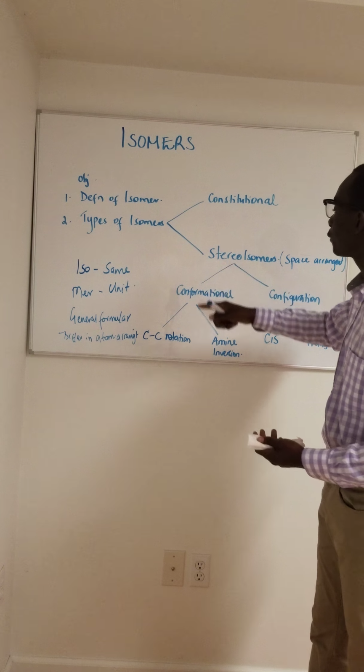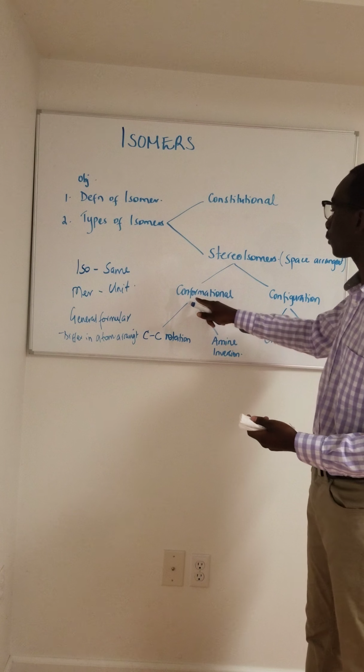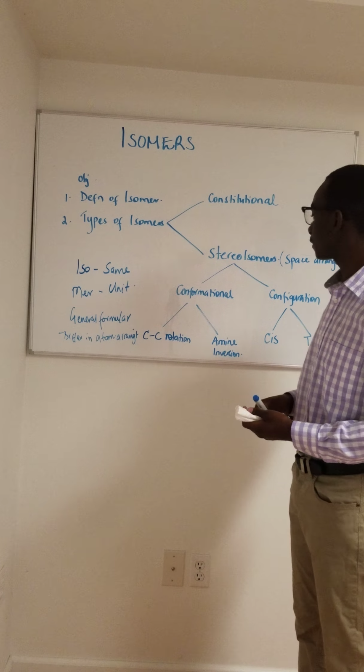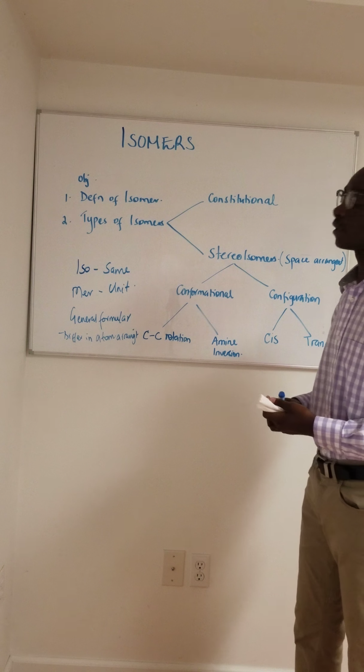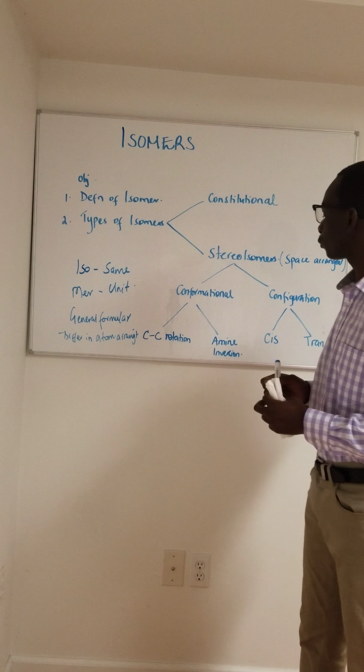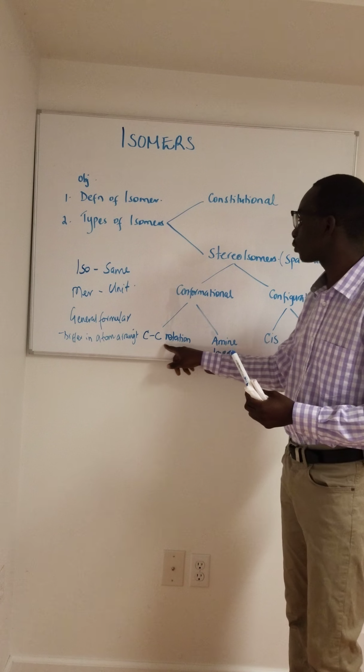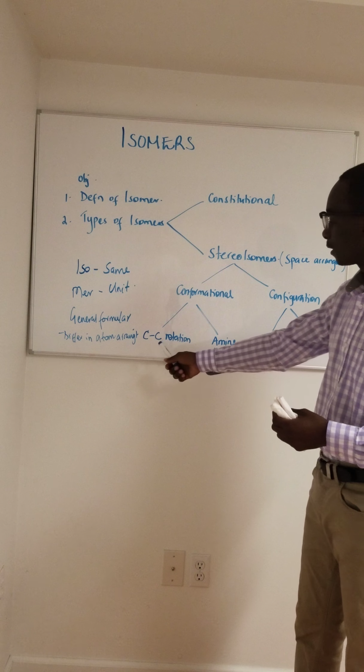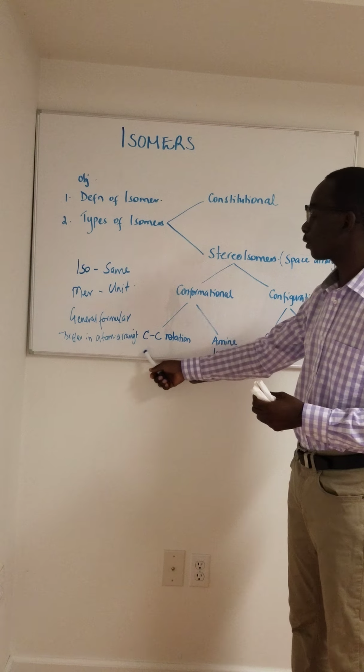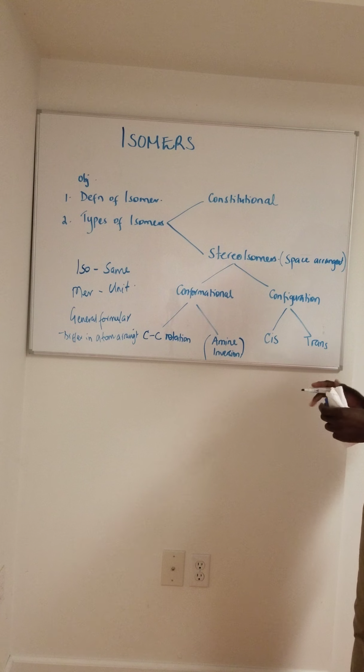Under stereoisomers, they are further divided into what we call conformational isomers and configuration isomers. Under conformational isomers, we shall look at the carbon-to-carbon rotation isomers, that is, the boat and chair isomers, and also the amine inversion. This one we shall not discuss in more detail. Whereas the configuration isomers have what we call the cis and trans isomers.